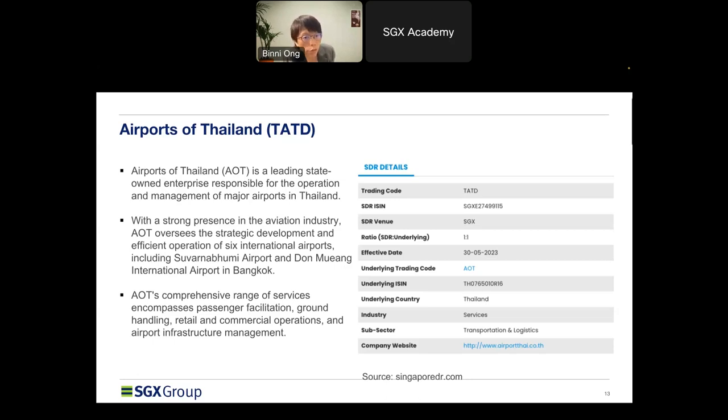So these are the two airports that are being run by AOT, and you find that there are really many people there in the airport, because I just went to Bangkok a while ago, and there were really tons of people passing by. They don't only run the airports, but they also do a comprehensive range of services, which includes ground handling, and retail and commercial operations.